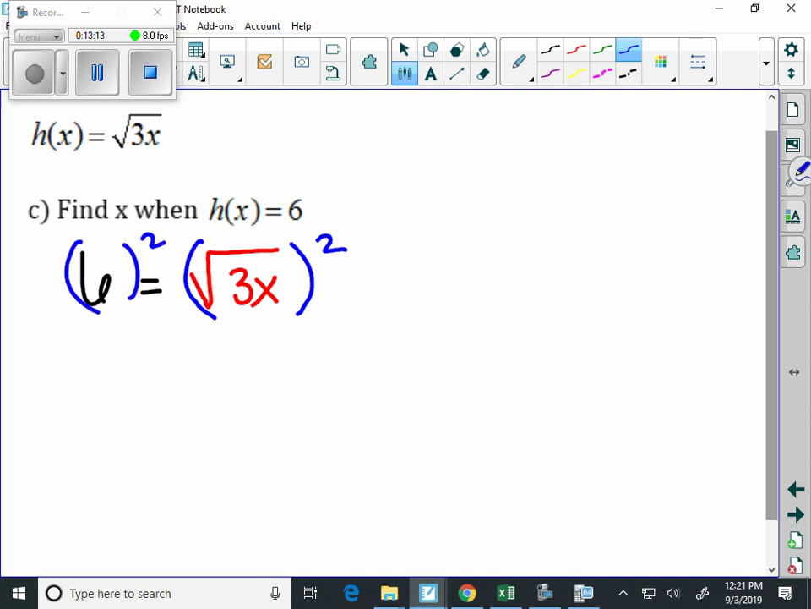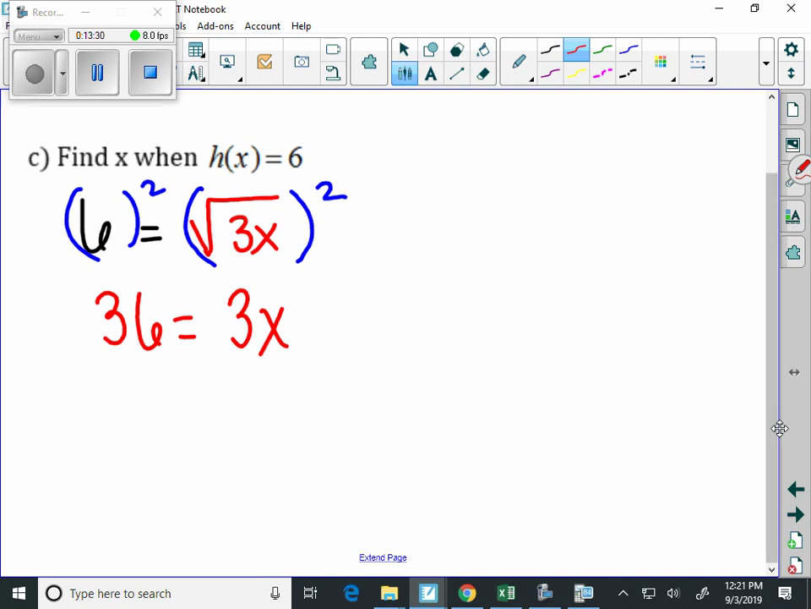And 6 squared is 36. Type it into your calculator if you need to. Squaring and square rooting cancel each other out. This gives us 3x. And once we get that far, then we can divide both sides by 3 to undo that multiplication. And we will get our input, 12. We knew the output. h of x equals 6 was the output.